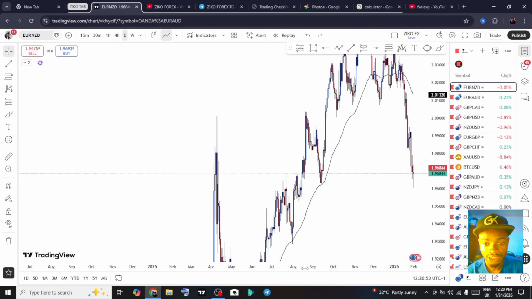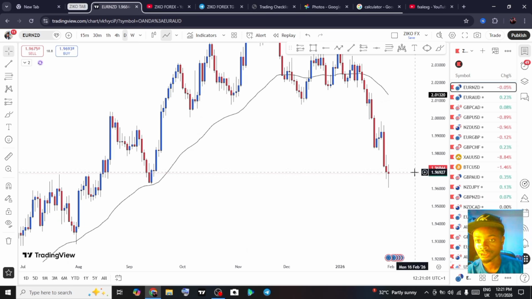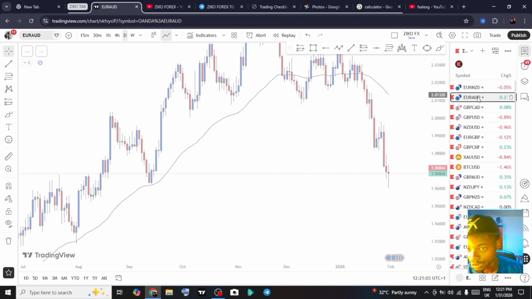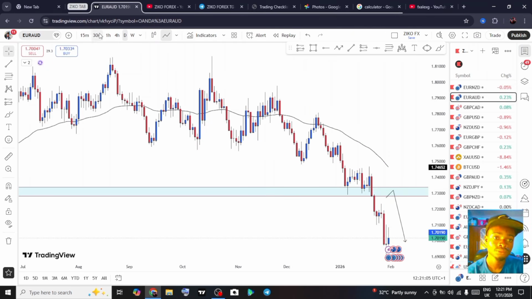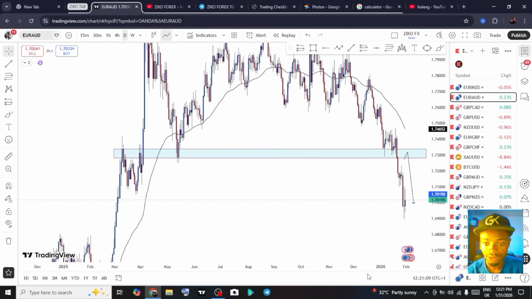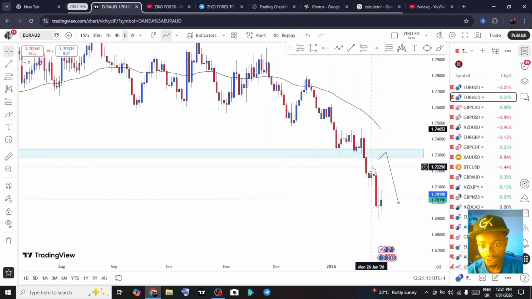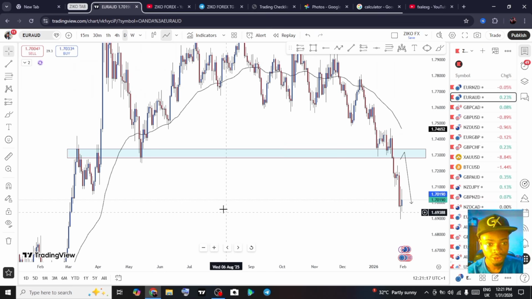So we need an area of interest to actually continue selling this market. So this right here, I can't really see anything on this market, to be honest, right? I'm going to be moving to the next pair. Euro AUD. Daily time frame is also bearish. As you can see right here, this is the lower low and this is the lower high for that. So daily time frame is bearish.